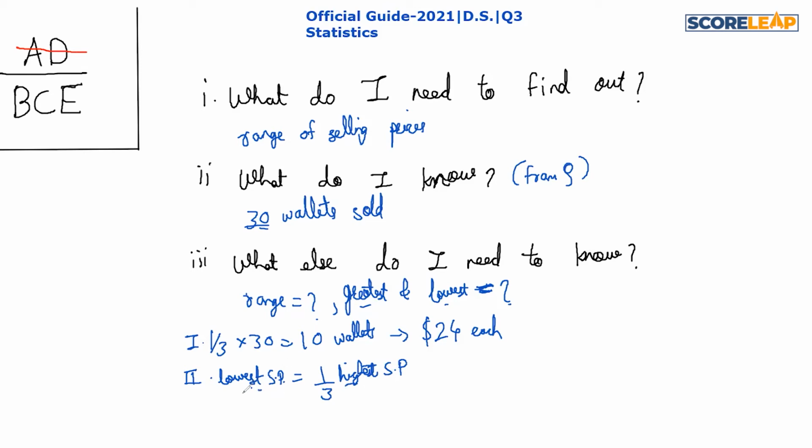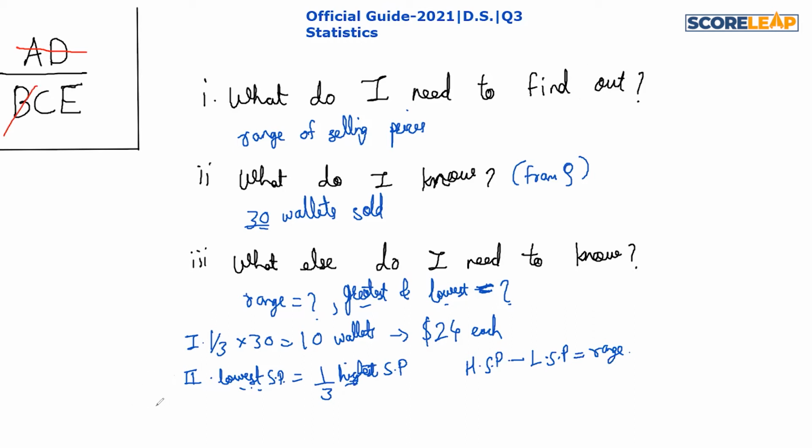If we would have been given the value of any one of them, that highest is this much and lowest is this much, then we would have been able to figure out that highest selling price minus lowest selling price would be our range directly. So here the second statement is also not sufficient. When the second statement is not sufficient, we cross option number B.